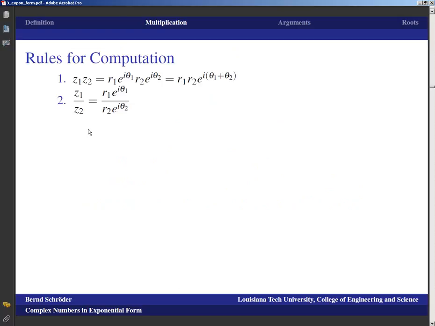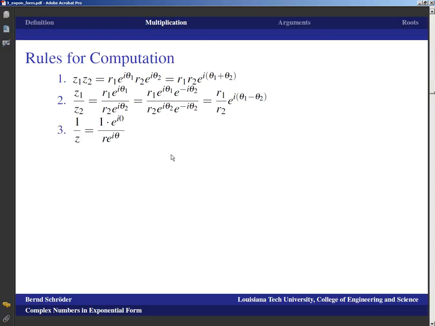The quotient z1 over z2 is r1 e to the i theta 1 over r2 e to the i theta 2, and we can expand that with e to the negative i theta 2 in numerator and denominator. Complex fractions really do work just like regular fractions. That can be verified, even though we haven't done so in the previous presentation. Now we realize that this product down here is 1, and so we end up with r1 over r2 e to the i (theta 1 minus theta 2), and that's of course just the difference here. So you divide complex numbers by dividing the absolute values and subtracting the arguments.